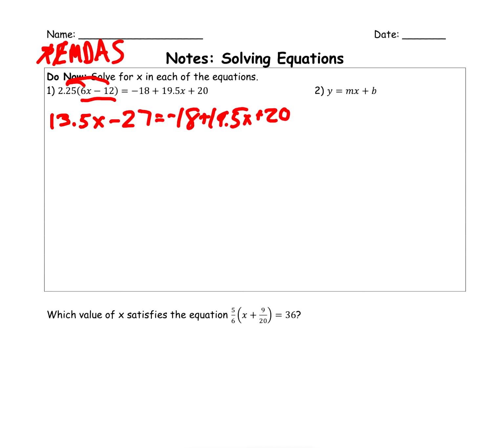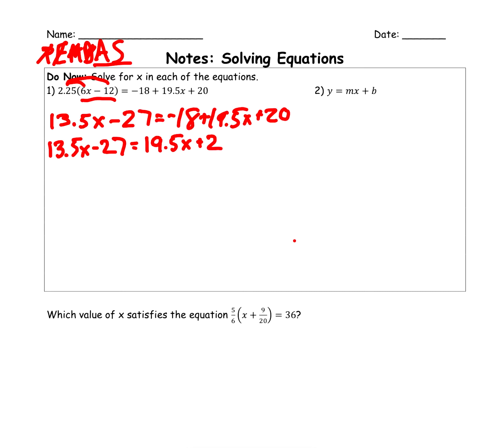Is there any more multiplication? No. There's no division. Now we have the addition and subtraction. We're going to combine like terms on both sides. On the left side, there's nothing to combine, so that stays 13.5x minus 27. On the right side, we can combine our constants. So negative 18 and 20 make 2. The x stays there, 19.5x, and that would be plus 2. So we simplified each side of the equation.